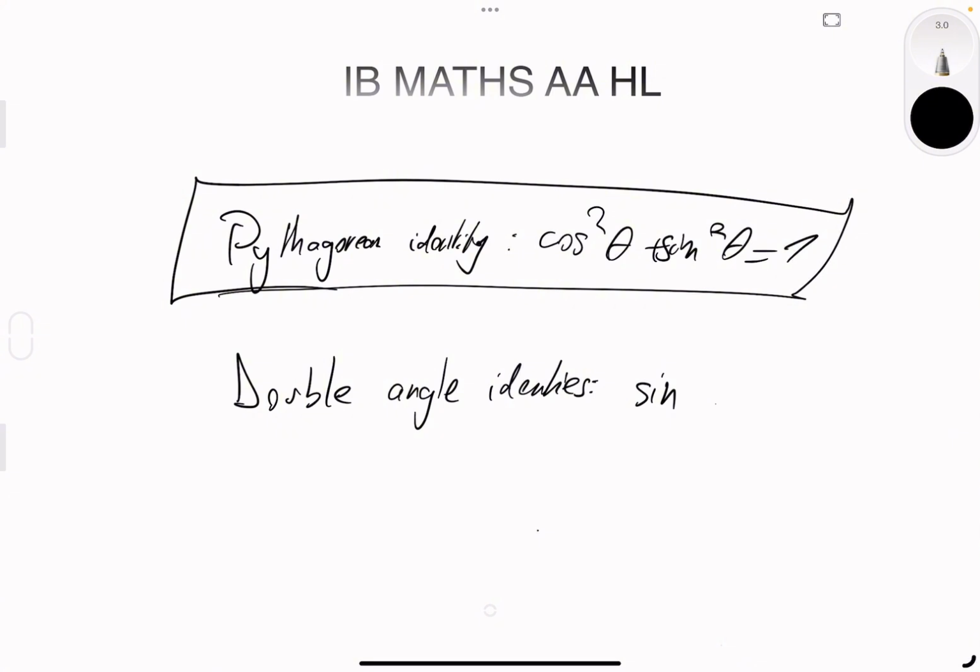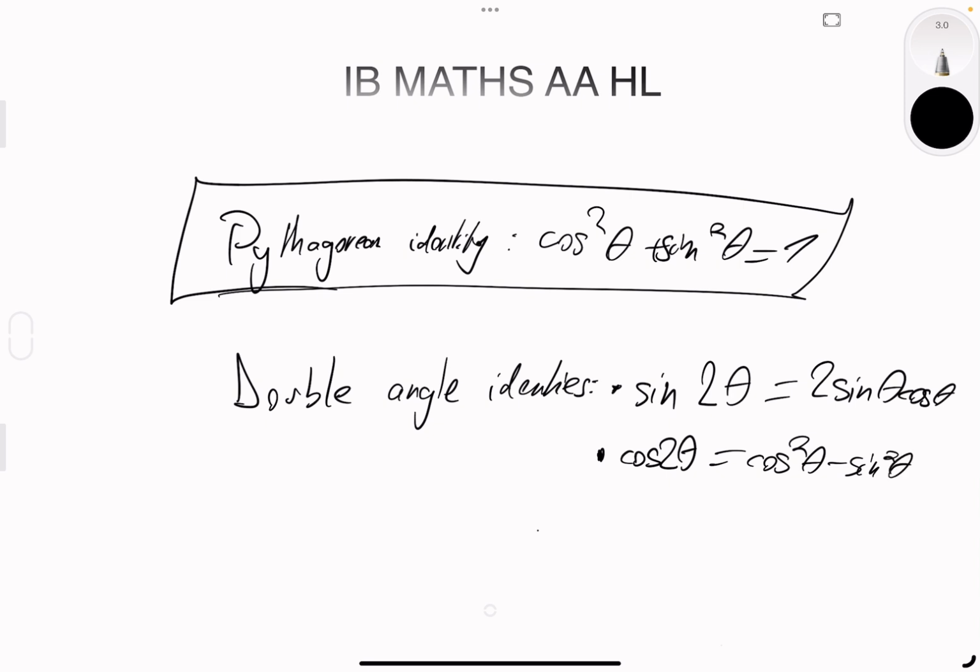And the first one goes like this: sine 2 theta equals 2 times sine theta cos theta. And the second one is quite longer, but cos 2 theta equals cos squared theta minus sine squared theta, which is also equal to 2 cos squared theta minus 1, which is also equal to 1 minus 2 sine squared theta.